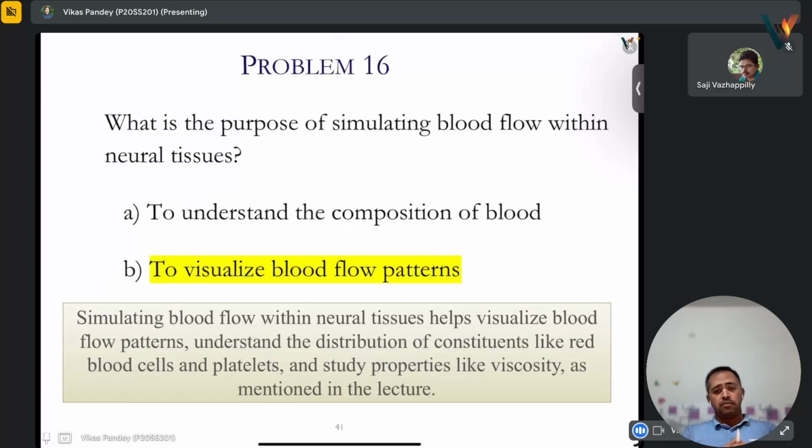Blood flow patterns. And simulating blood flow within neural tissue helps visualize blood flow patterns, and this helps us understand the distribution of constituents like red blood cells and platelets, and then we are able to study properties like viscosity and other electrical properties also. So it is not just the tissues alone. Here one extra complexity is being added to our simulation, that is we are simulating the blood flow along with the tissue model.